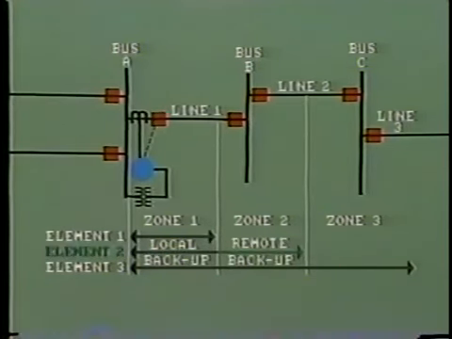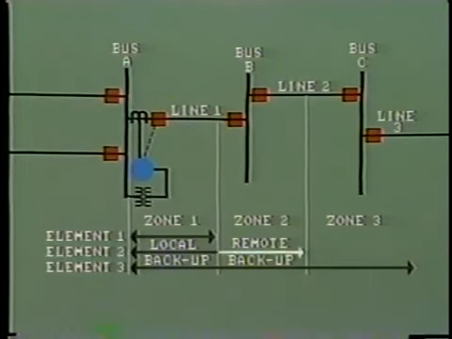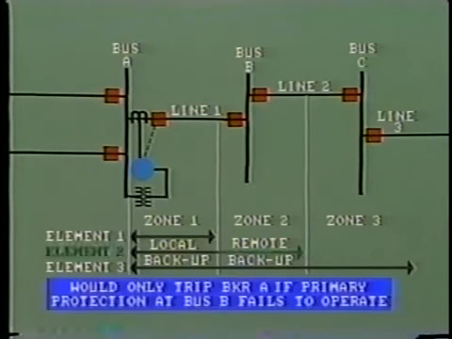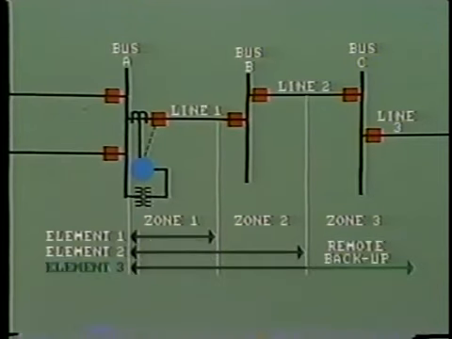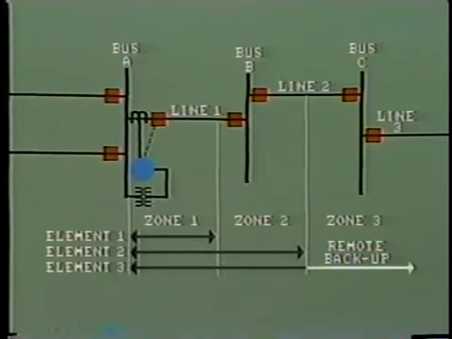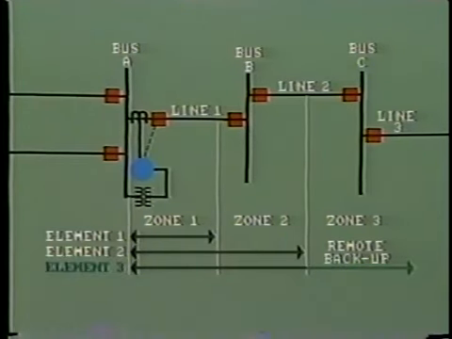The second element also provides remote backup in the case of a fault on bus B or out on line 2. This would only operate and trip out breaker A in case the primary protection at bus B failed to operate. Similarly, Zone 3 protection is provided as remote backup for faults along the remainder of transmission line 2 and on into line 3.